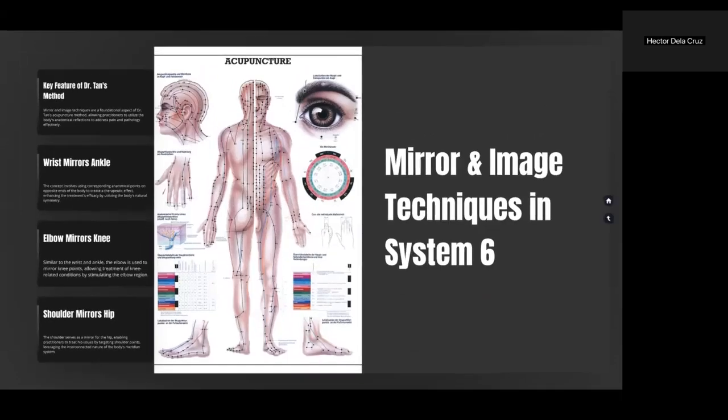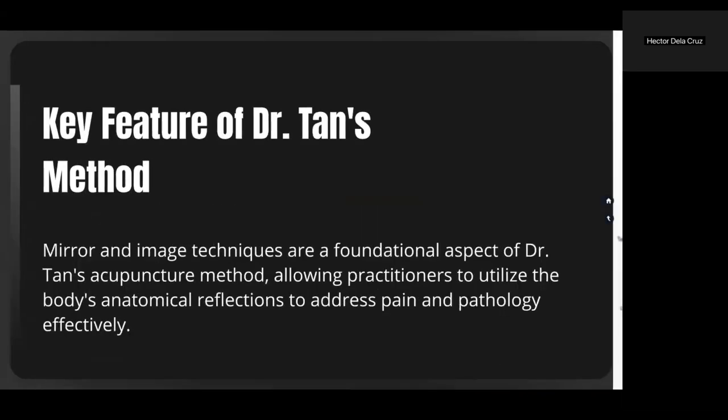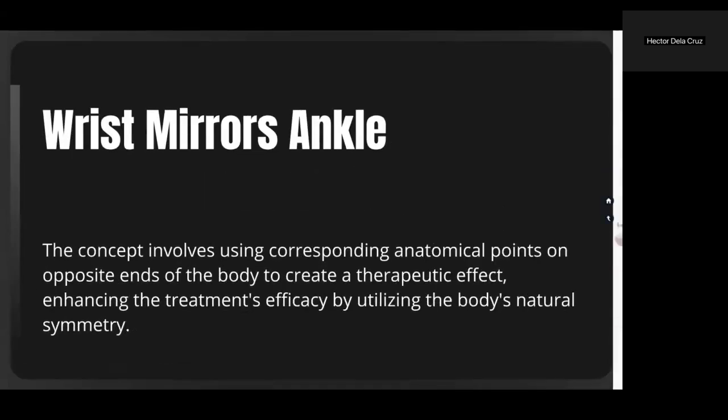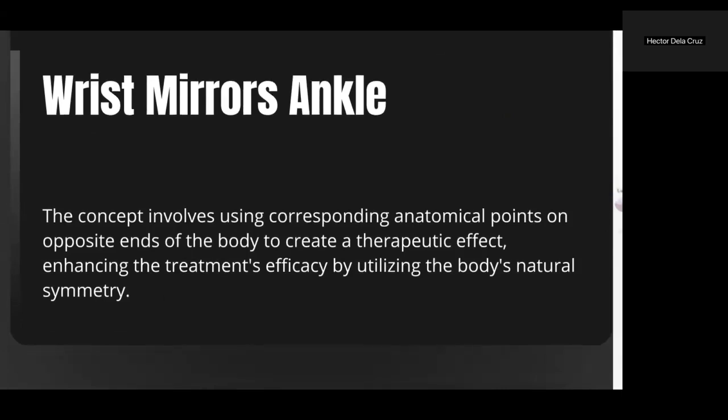Mirror and image techniques in System 6. Mirror and image techniques are a foundational aspect of Dr. Tan's acupuncture method, allowing practitioners to utilize the body's anatomical reflections to address pain and pathology effectively. The concept involves using corresponding anatomical points on opposite ends of the body to create a therapeutic effect, enhancing the treatment's efficacy by utilizing the body's natural symmetry.